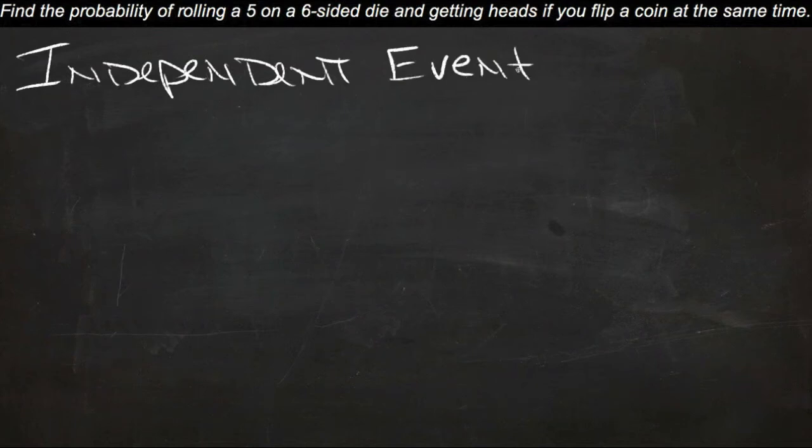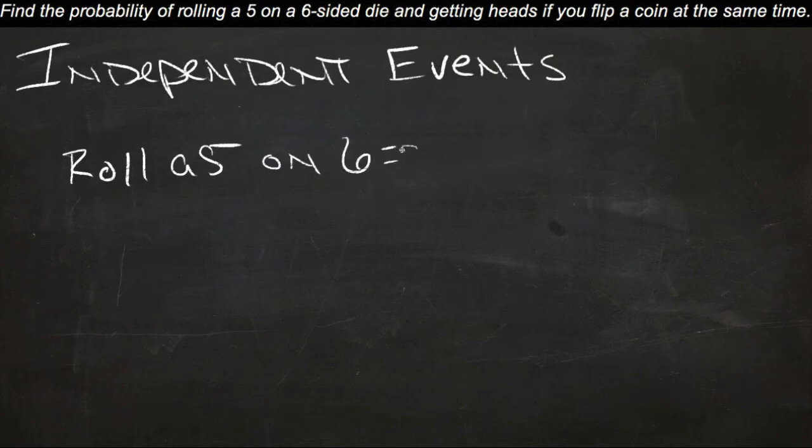Now, because they're independent events and don't affect each other, the only thing that really matters to us is how difficult it is to do each one individually. Our chances of rolling a 5 on a 6-sided die are 1 out of 6, because there's only one 5 on a 6-sided die, so our chances are going to be 1 out of 6.